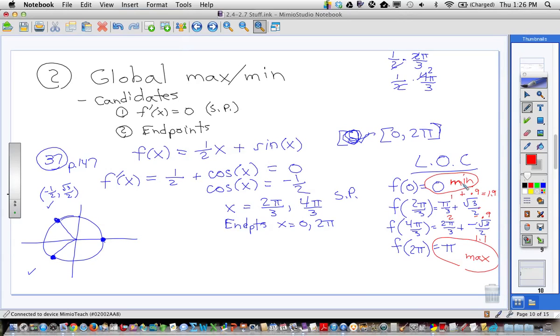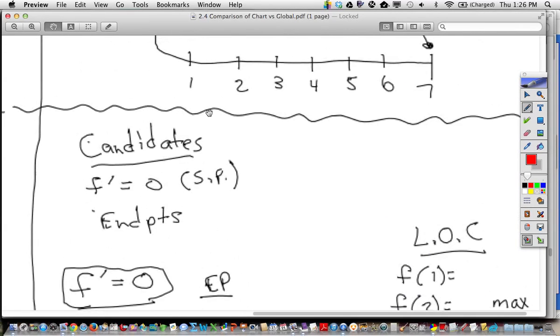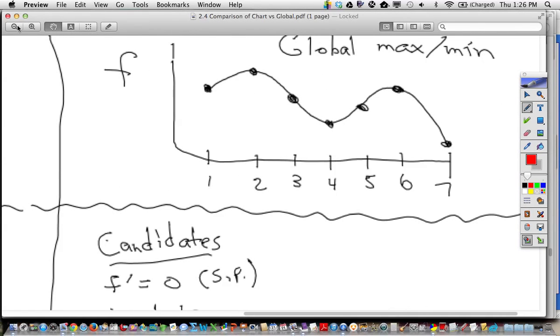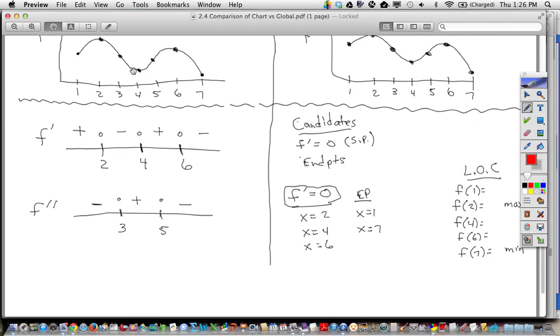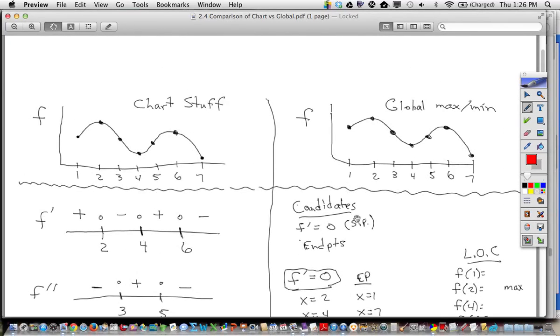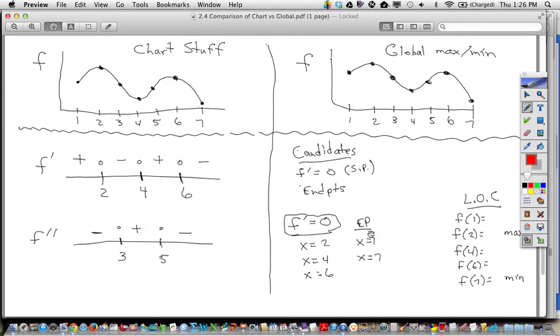So I just found the global max min, and I justified that those are the highest and lowest points because of all my work here. I got my candidates, I did a list of candidates. That's a global max min problem. So I'll put this on the website here. I'll put up, under today's thing, this comparison of chart versus global max min. A chart problem looks like this, a global max min problem looks like this.